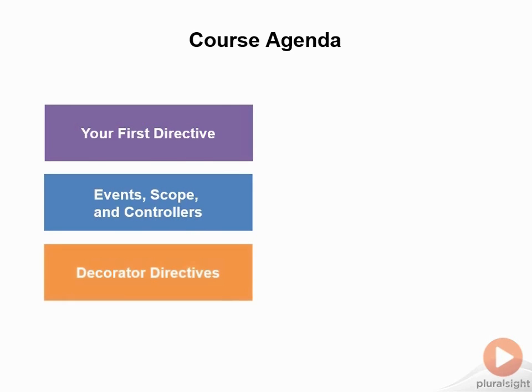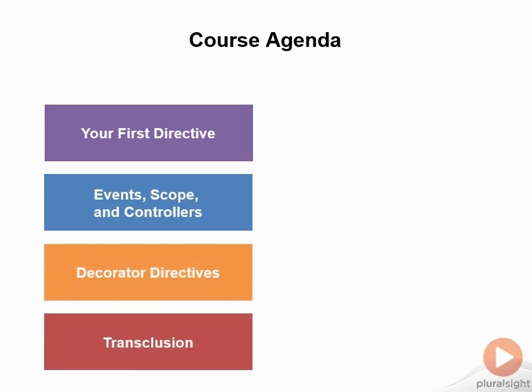In Module 3, we'll discuss decorator directives, which modify the display or functionality of an existing node. And in Module 4, we'll learn all about transclusion, which lets us fill in our own display to an existing directive. This may seem like an advanced topic, but in this module we will see that transclusion is a lot simpler than many people may think.